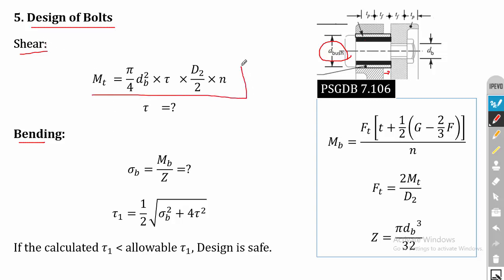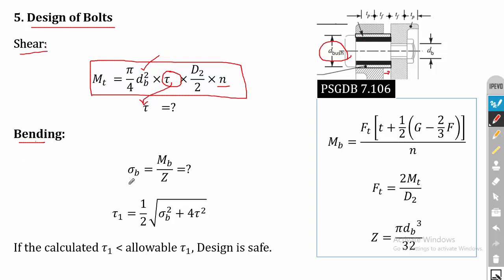So the equation is the same for both rigid and flexible flange coupling in case of shear. So Mt is equal to pi by 4 dB square into tau into D2 divided by 2 into N. Here, don't substitute the value of tau, since we have already calculated the value of dB. We have already selected the value of dB from the data book, so you can substitute that and calculate the value of tau.